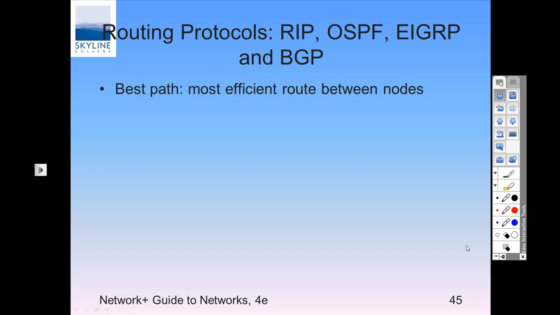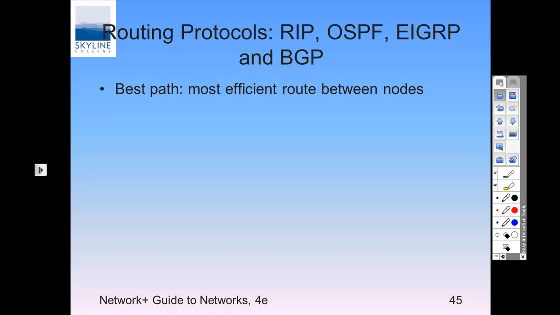RIP, OSPF, EIGRP, BGP. Lots of great letters here. RIP, OSPF, and EIGRP are called interior gateway routing protocols that are in local area networks. BGP, Border Gateway Protocol, is what the internet runs on. It's outside of that, a large area routing protocol. These are, and again, what we need to know right now, basically what these are.